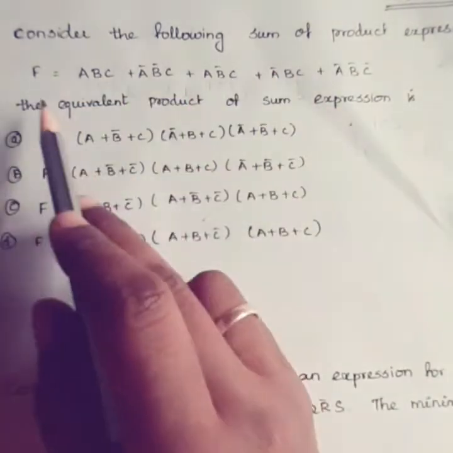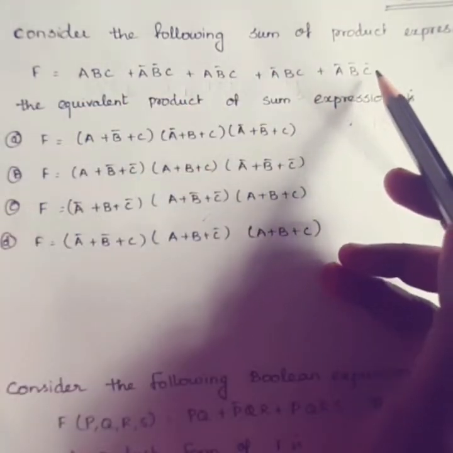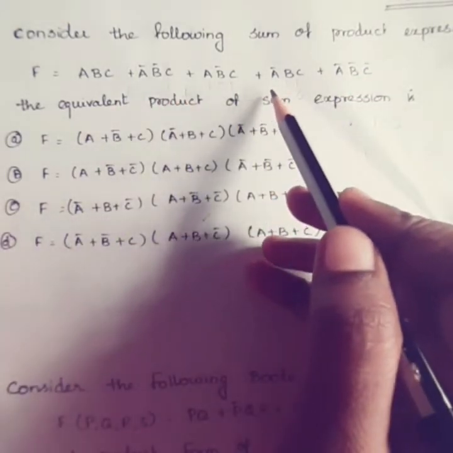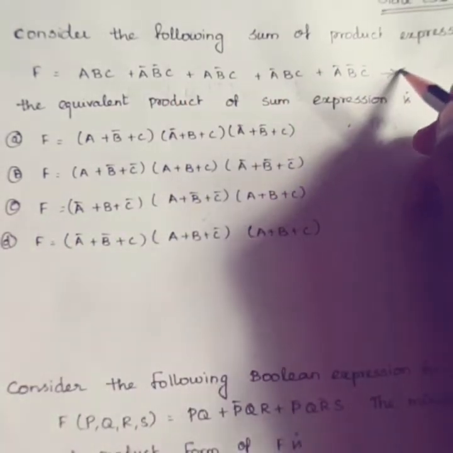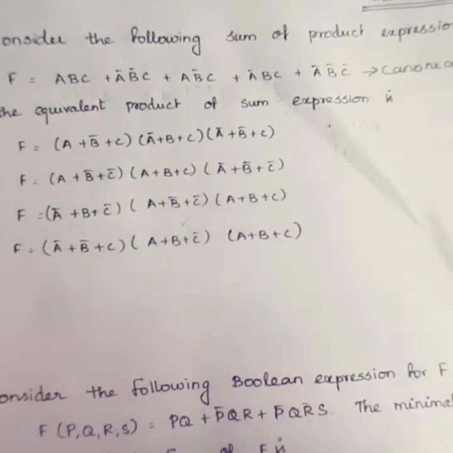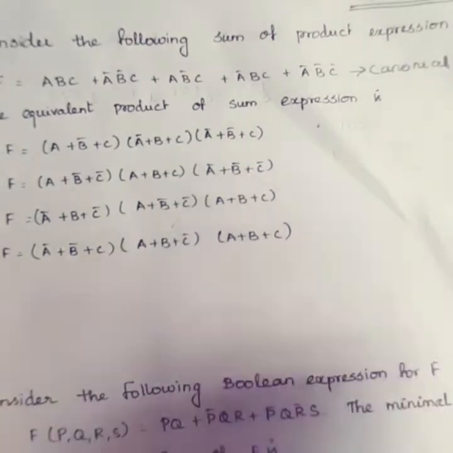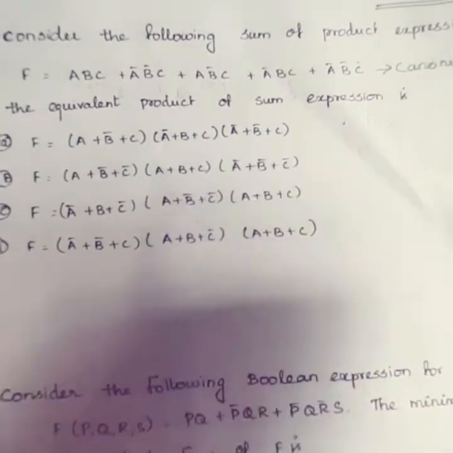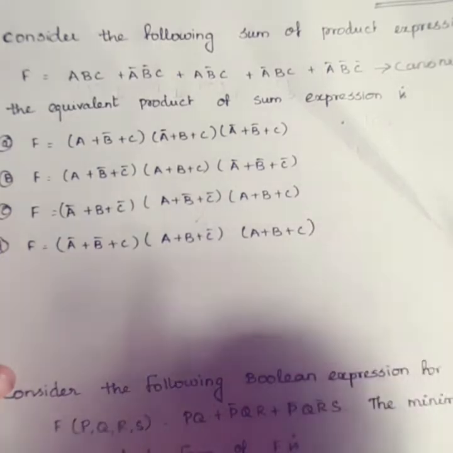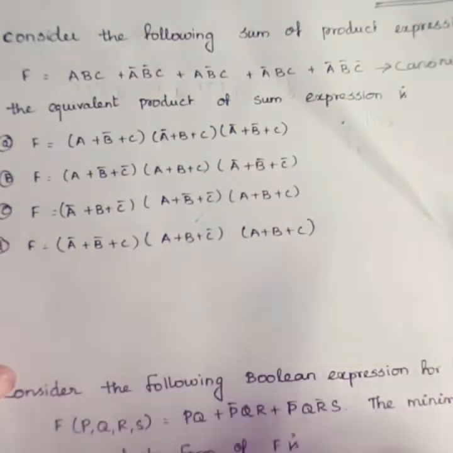And here it is a given sum of product term. In this sum of product term, each product term consists of all the literals, so you can call it a canonical sum of product term. Once you have a canonical sum of product, we can easily convert it into product of sum. To convert this sum of product into product of sum, the first step is you have to find the missing terms in this Boolean expression.